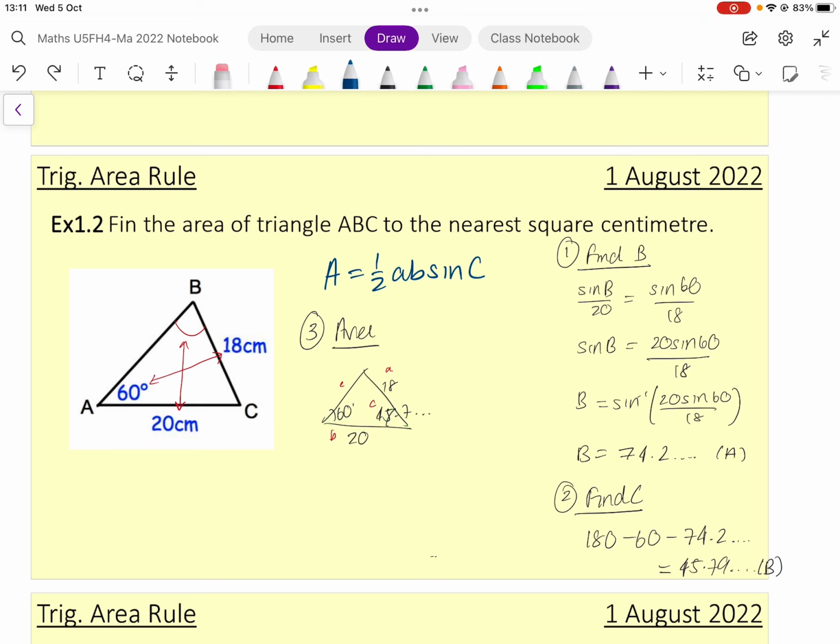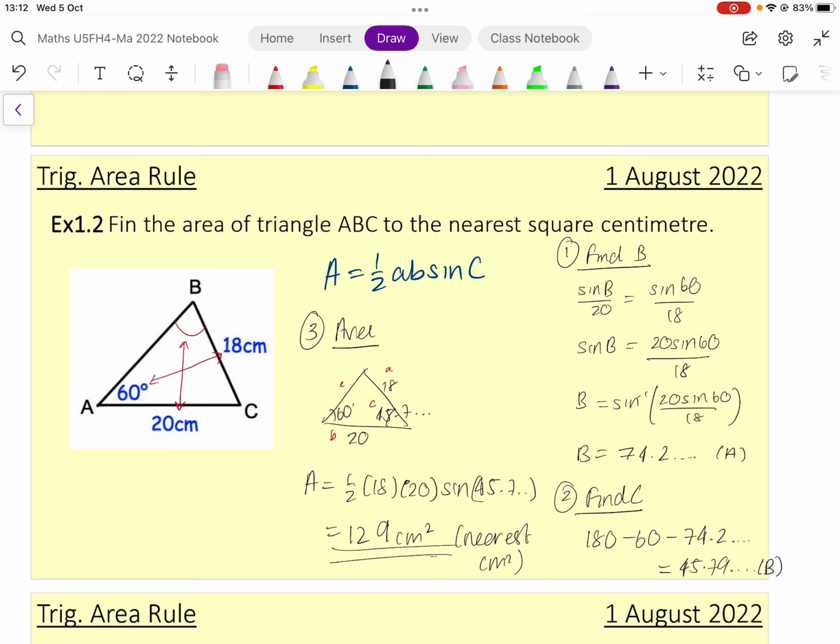So I am going to do a half times 18 times 20 times sine 45.7 and so on, which in my calculator is going to be sine of alpha B. And when we pop that in, to the nearest square centimetre, so the nearest whole number, you should get 129 centimetres squared. So that's to the nearest centimetre squared. And there we go, that's our final answer, and I'm happy to round that.